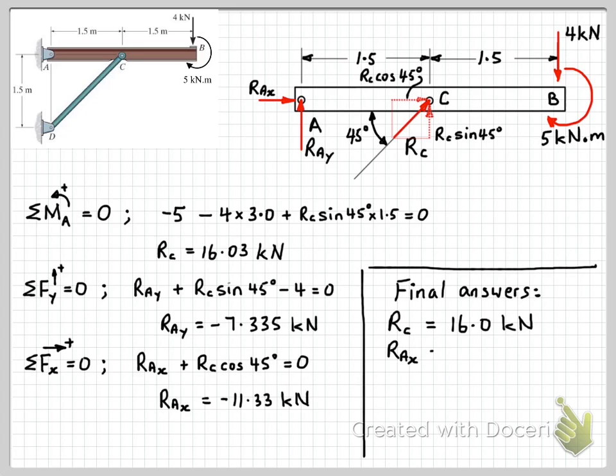Okay, so then we have RAX is 11.3 kilonewtons in the negative direction, or in the opposite direction to what we've shown on our free body diagram. Usually I'll just indicate that next to my answer. And then finally RAY equals minus 7.33 kilonewtons, and again I'll just indicate that the sense of that force is actually in the opposite sense to what's shown on the free body diagram.